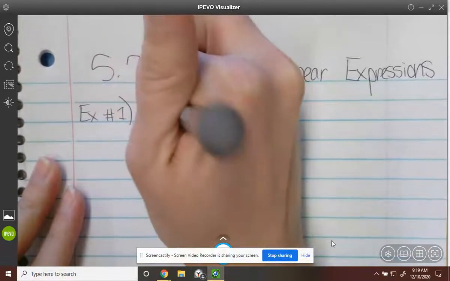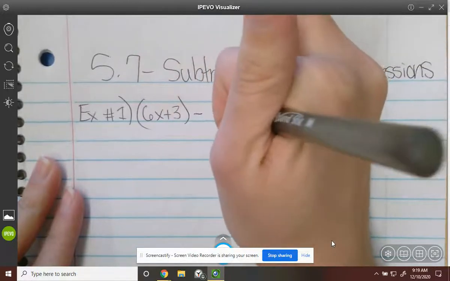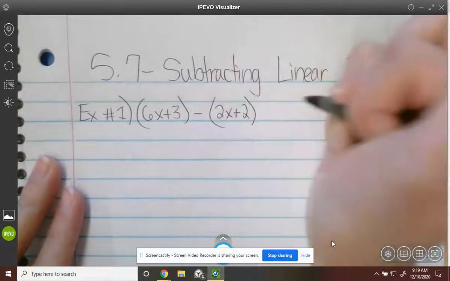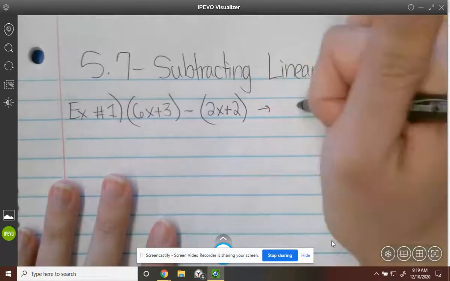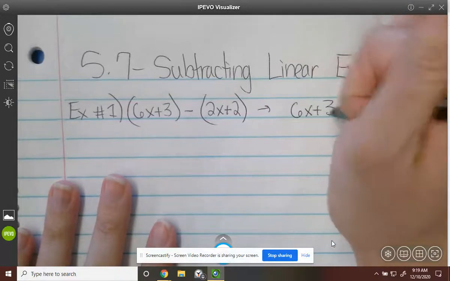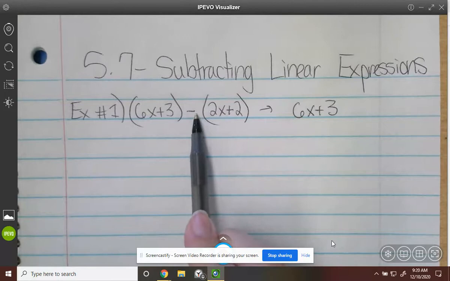6x plus 3 minus 2x plus 2. Okay, so once again, I'm going to write this up and down. 6x plus 3. But before I write the second one, something changes because of this negative.